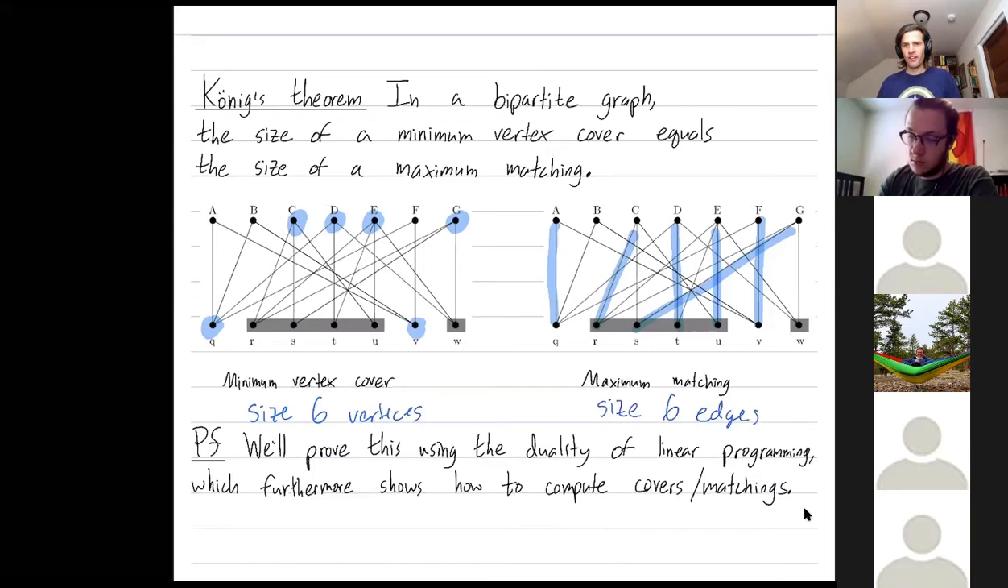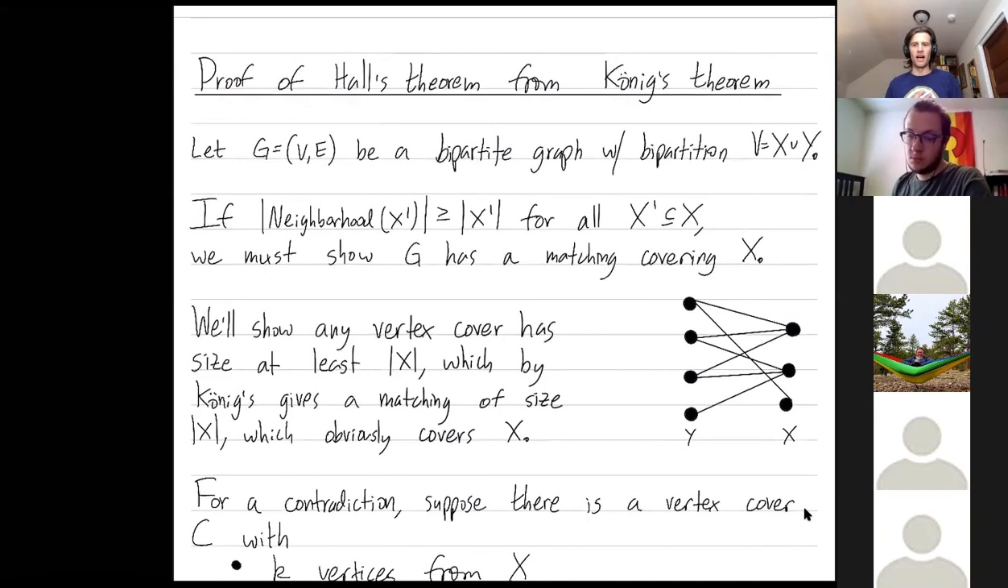Okay, let me end this video by proving Hall's theorem about edge matchings from Kőnig's theorem. So in Hall's theorem, we have a bipartite graph whose vertices are partitioned into two sets, X and Y. I've drawn X on the left and Y on the right, and all the edges go between those two sets. What do we need to prove for Hall's theorem? We need to prove that if the neighborhood of any subset of X is at least as large as the subset, then we can find a matching that contains every vertex in X.